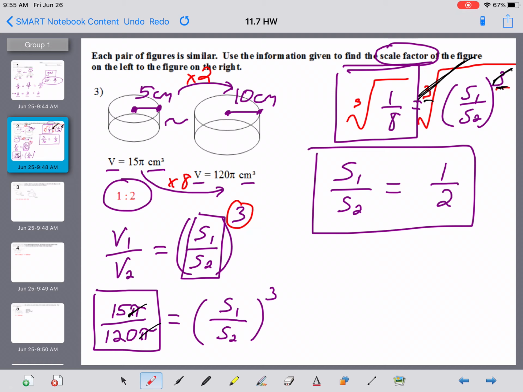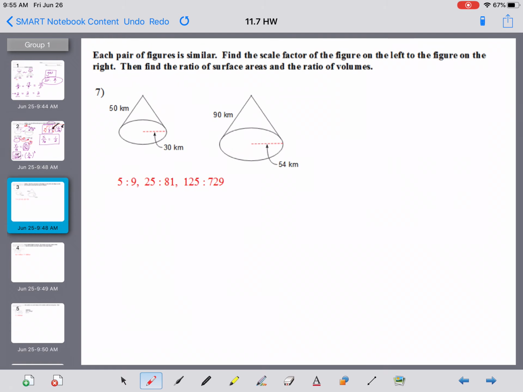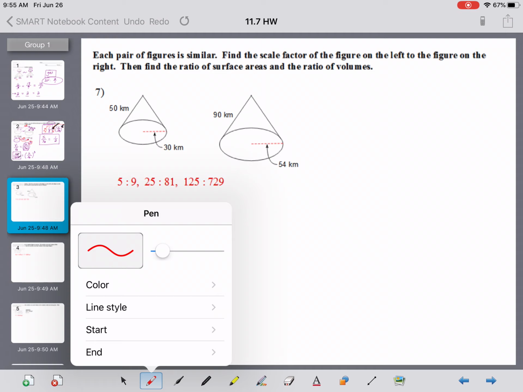2 times 2 times 2 gets you 8, and that's why your volume increases as much as it does. Okay, number 4 is a similar problem. I think 5 and 6 are as well. Let's move on then to number 7, where things get a little bit more challenging as well.